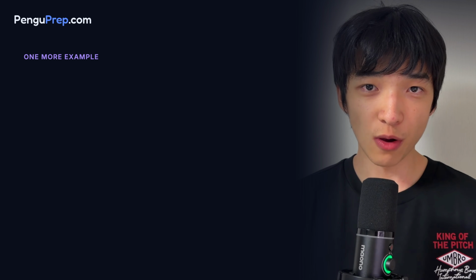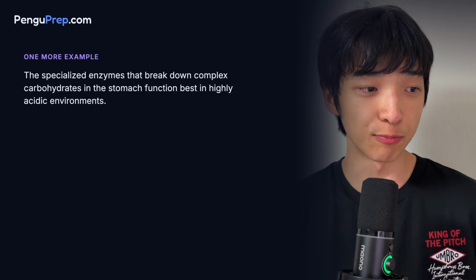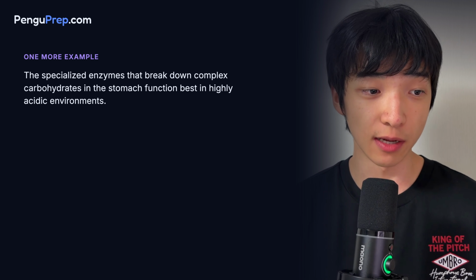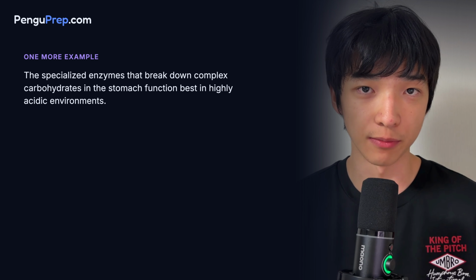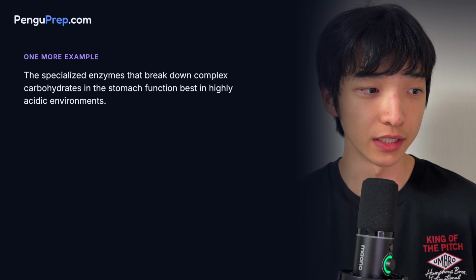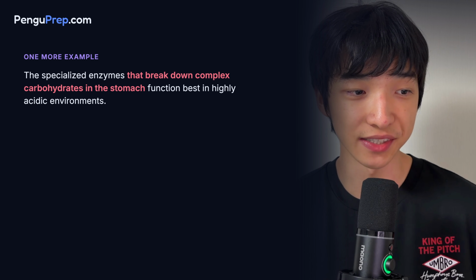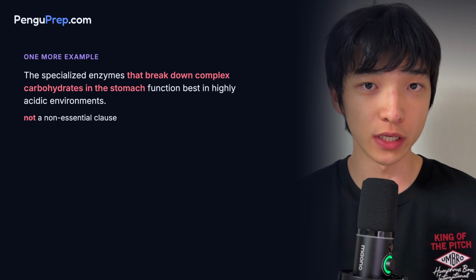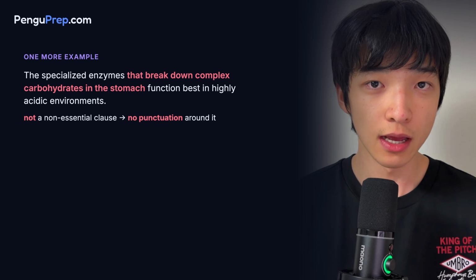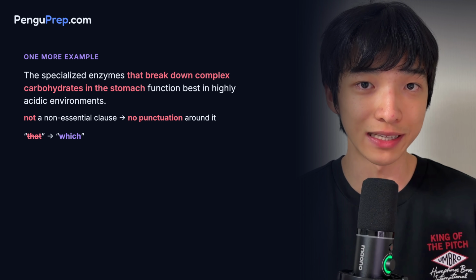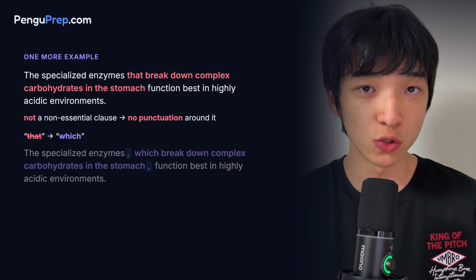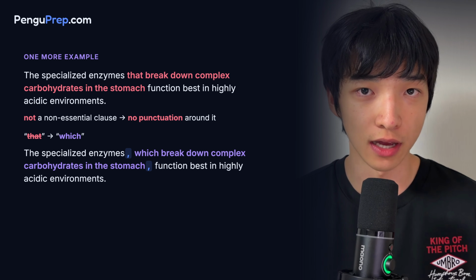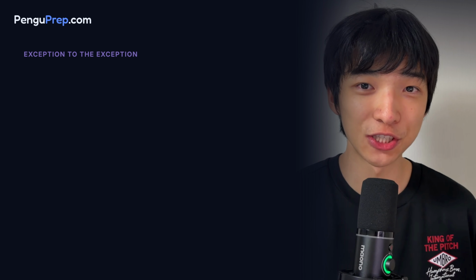Here's one more example. The specialized enzymes that break down complex carbohydrates in the stomach function best in highly acidic environments. Even if we can remove the phrase "that break down complex carbohydrates in the stomach," we don't consider it to be a non-essential clause, and therefore we don't put punctuation around it. But again, if we replace this word "that" with something like "which," we do need to place punctuation around the non-essential clause. Now, there's an exception to the exception.